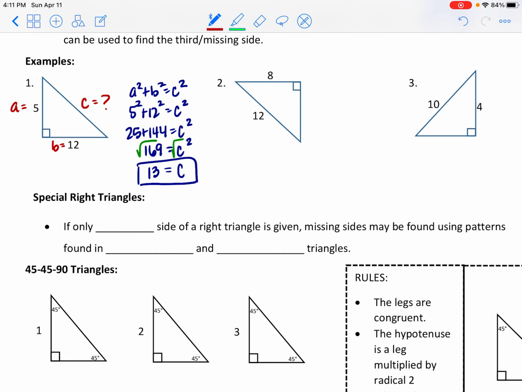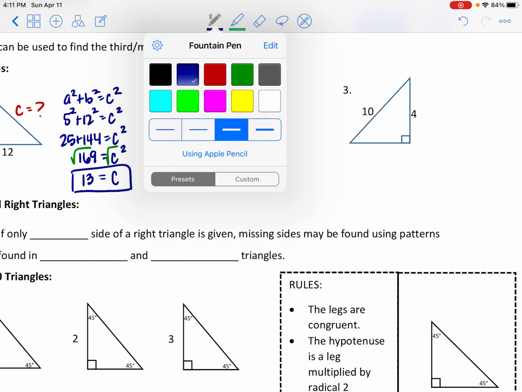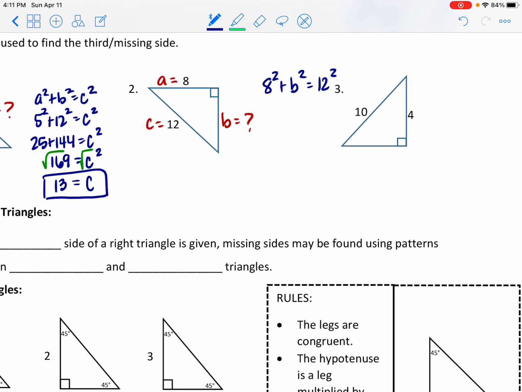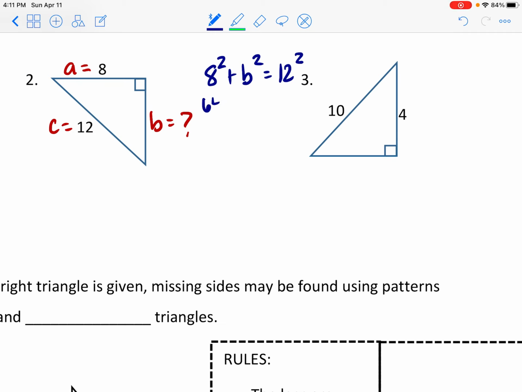So in this next one, we have one of our legs. I'm going to call it A. We also have the hypotenuse here, but we're missing another leg. I'm just going to say that it's B. And again, if you had switched A and B, not a big deal. So in this case, we have 8 squared plus some other leg squared equal to 12 squared. So 8 squared is going to be 64. B, we don't know. 12 squared is going to be 144. And now if we want to solve this one, we're going to have to move the 64 over.